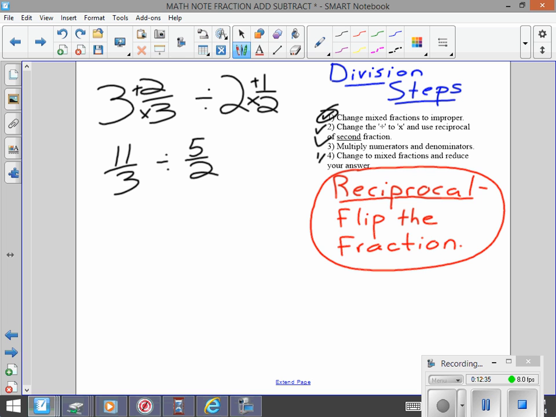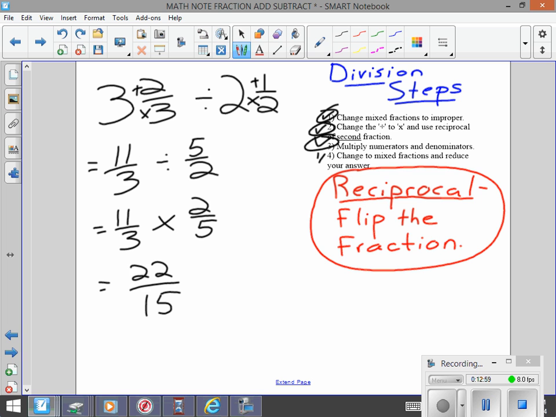Next, we're going to change the sign and we're going to flip the second one. So multiply, here's the reciprocal. Alright, and now this is just like any other multiplication question. Multiply our numerators, we have 22. Multiply our denominators, we have 15. Alright. Done, done. Next one, we're going to change to mixed. So 15 goes in there one time, I know that. 7 left over. And we're going to keep the 15 the same. That's not going to get any smaller, so that is your answer.